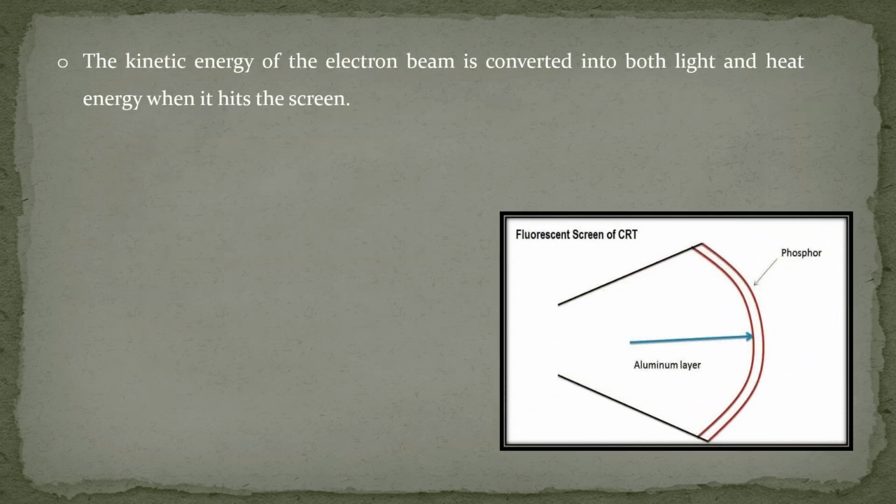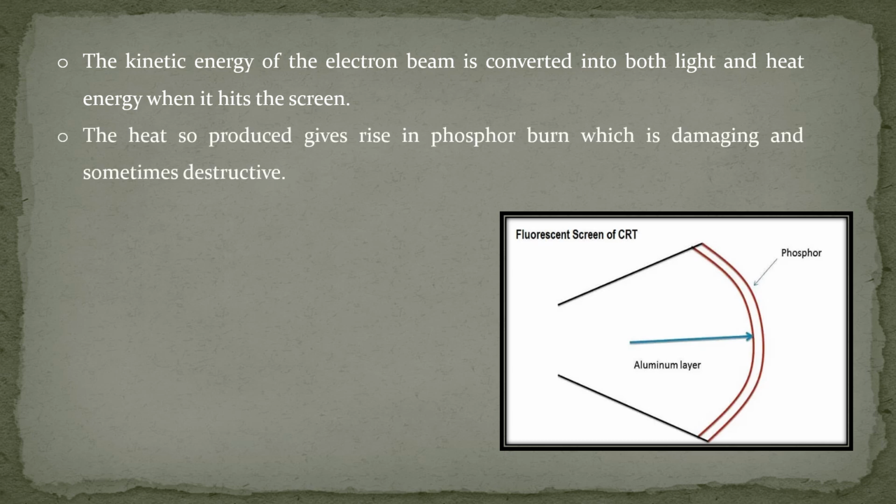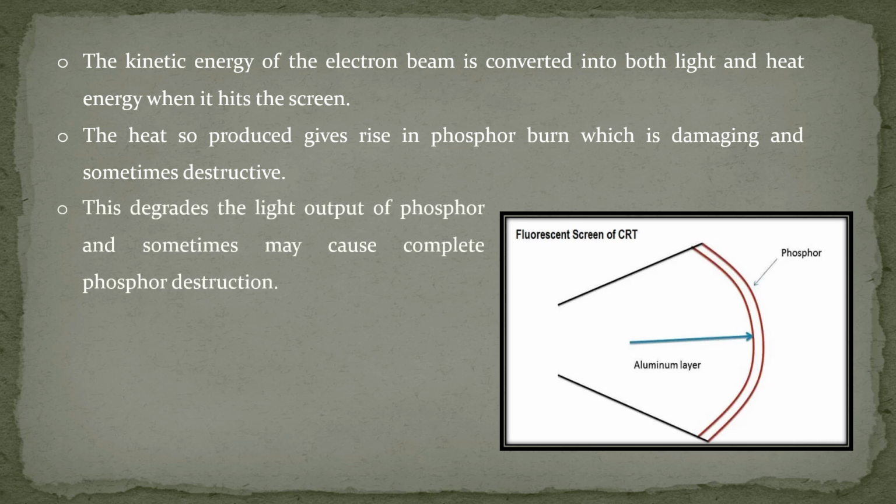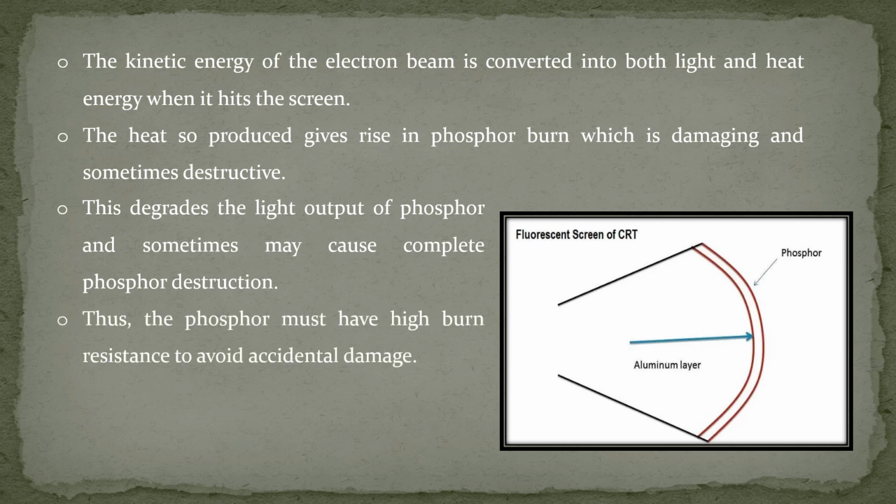The kinetic energy of the electron beam is converted into both light and heat energy when it hits the screen. The heat so produced gives rise to phosphor burn, which is damaging and sometimes destructive. This degrades the light output of the phosphor and sometimes may cause complete phosphor destruction. Thus, the phosphor must have high burn resistance to avoid accidental damage.